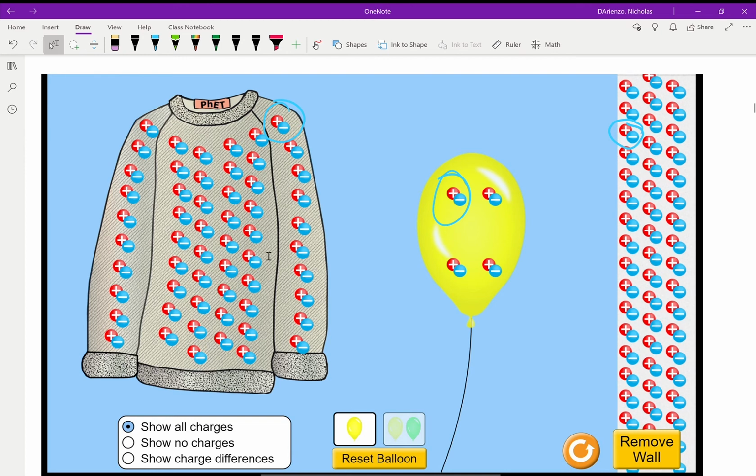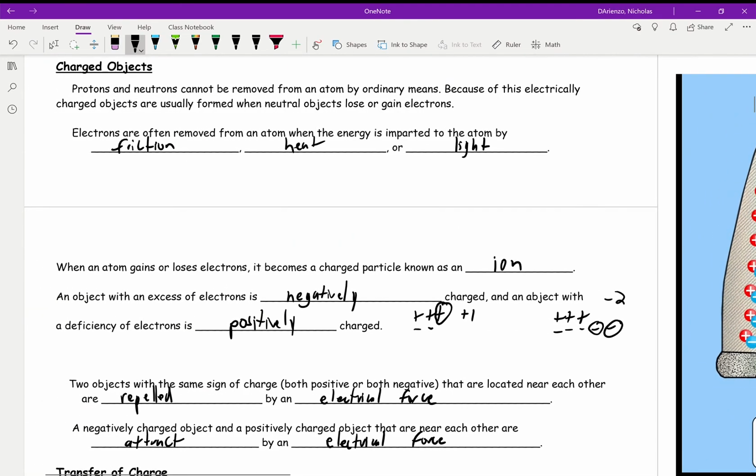Now, if we take this balloon and we rub it on the sweater, since each of these objects is made of different materials, we can have a movement or transfer of electrons. But would the balloon gain electrons or would the sweater gain electrons? That's going to depend on the object and which one has a greater desire for the electrons. We'll come back to that in a second.